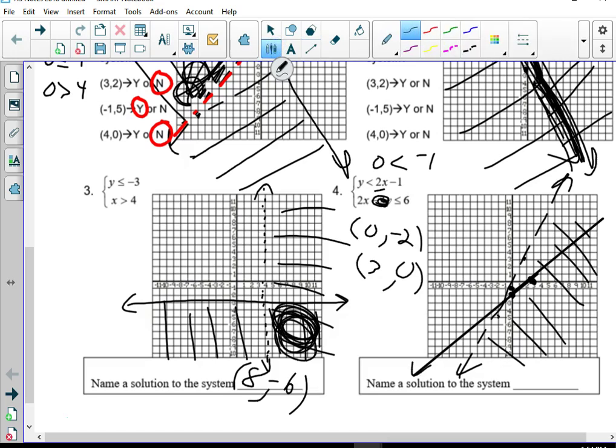Now I'm going to pick a point. Again, 0, 0 is the easiest point. So 0 is less than or equal to 6. True or false? True. Okay? So that's going to be everything up here.